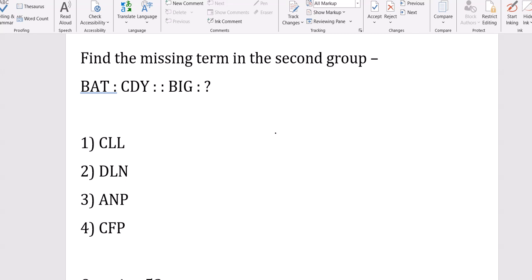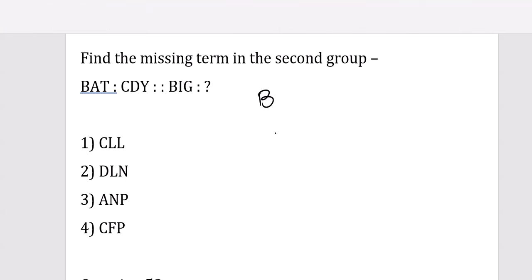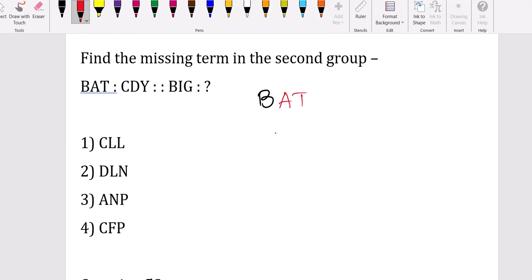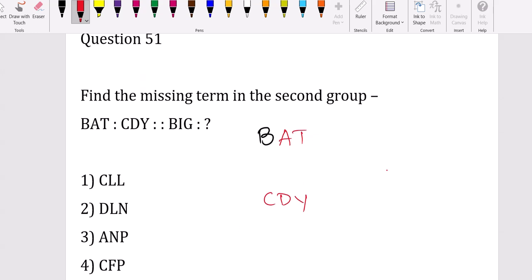Yes, this question is related to the analogy concept. They have given CDY in the question. This is the relation between these. In the analogy concept, the general scenario is like this: X and Y, and here it is P and Q. So how are X and Y related? You have to find the relation between them. The same thing we need to apply for P and Q.